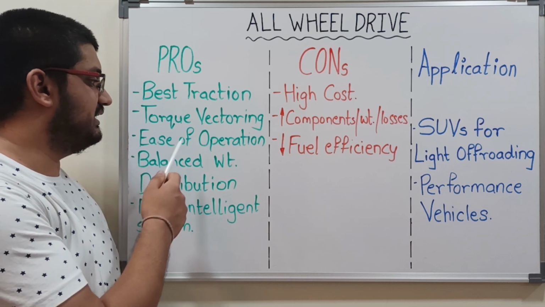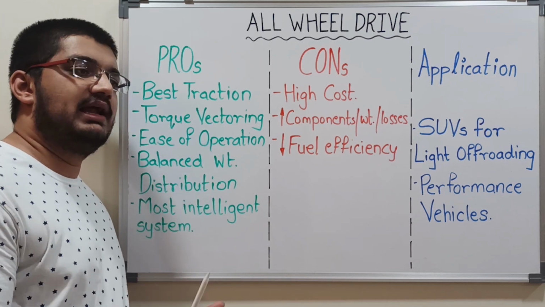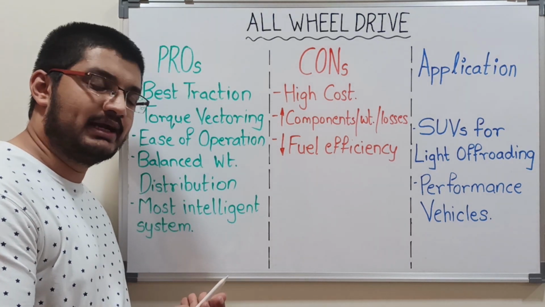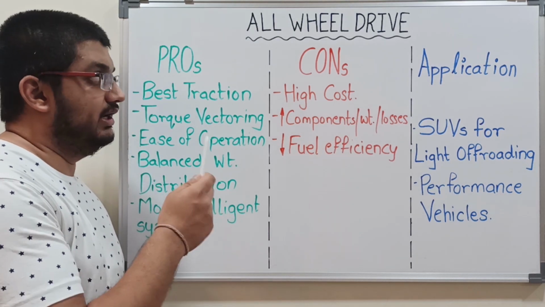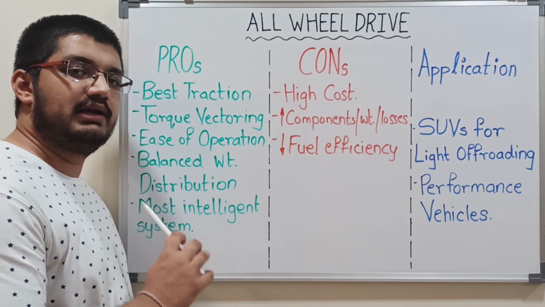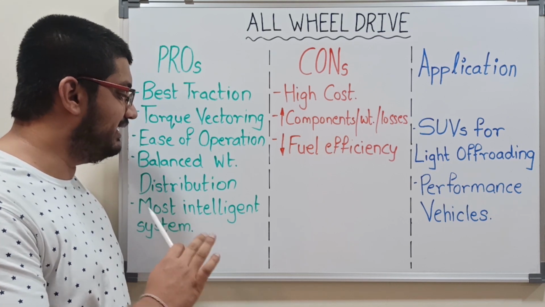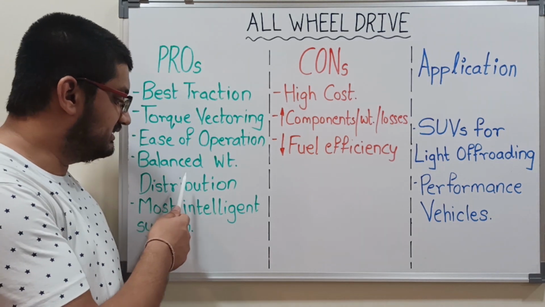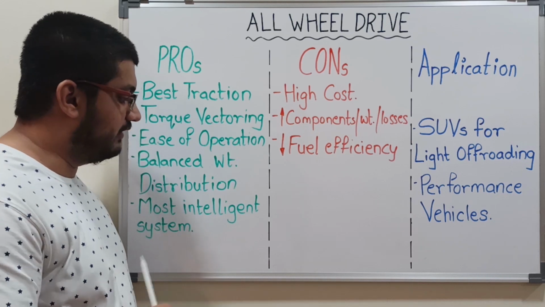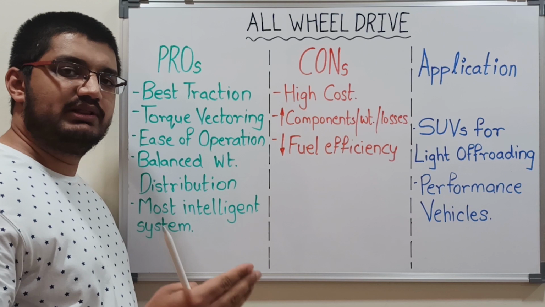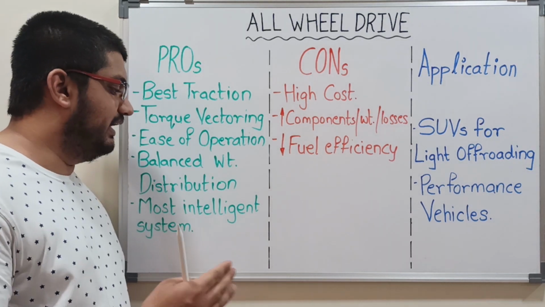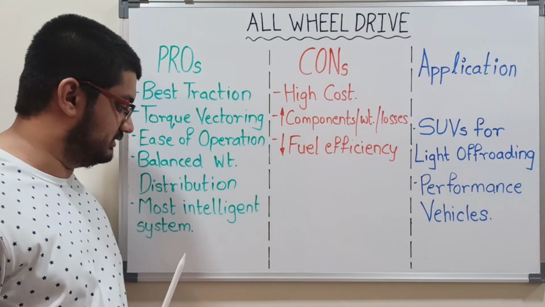Then the next is ease of operation. Obviously, unlike a four-wheel drive where the driver has to select two-wheel drive or four-wheel drive or high and low, in an all-wheel drive, everything is done by the ECU. Hence, the operation is very, very easy. Then next point, balanced weight distribution. Like four-wheel drive again, as the components are all over the vehicle, the front axle is driven, the rear axle is driven, the weight distribution is throughout balanced.